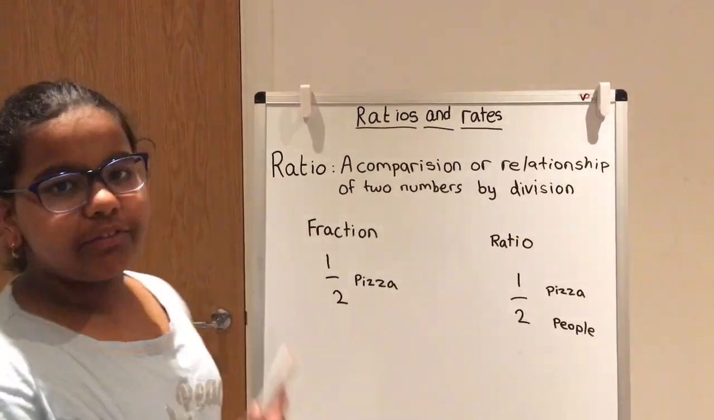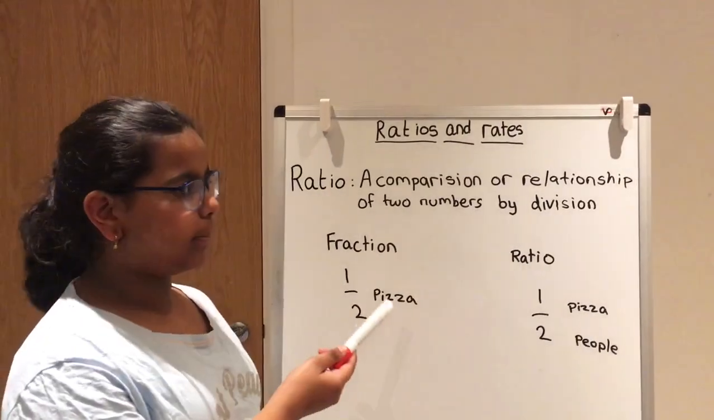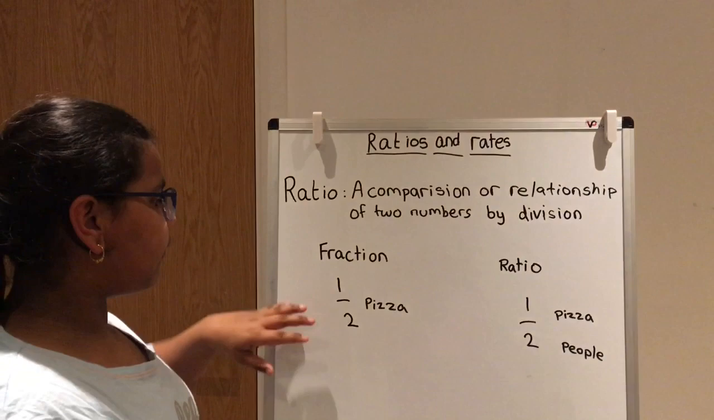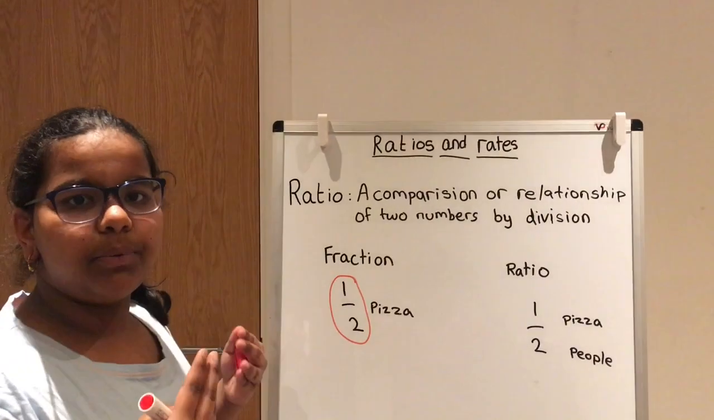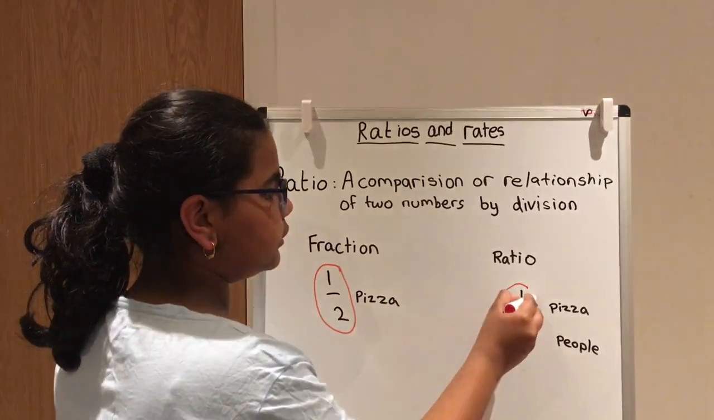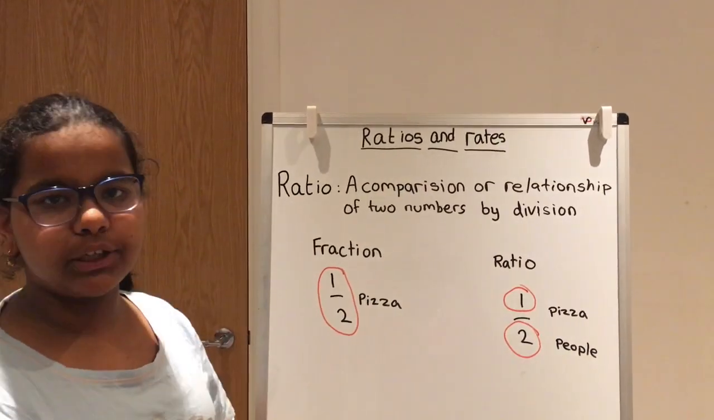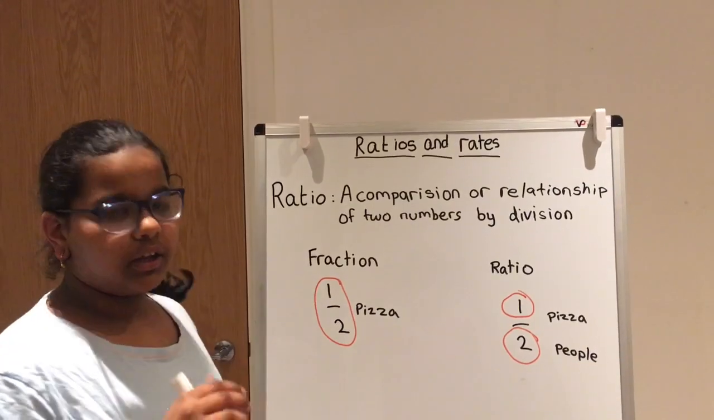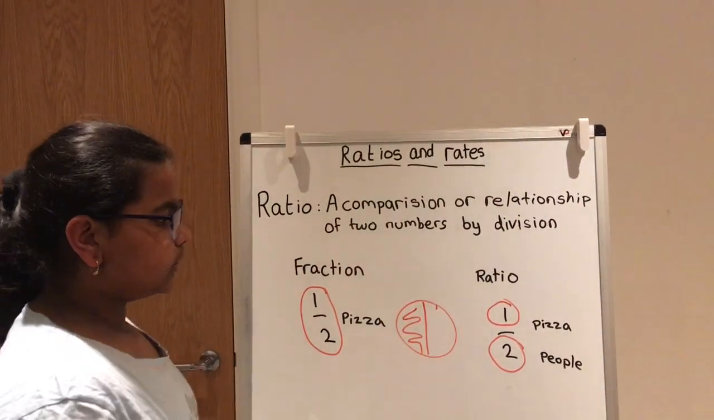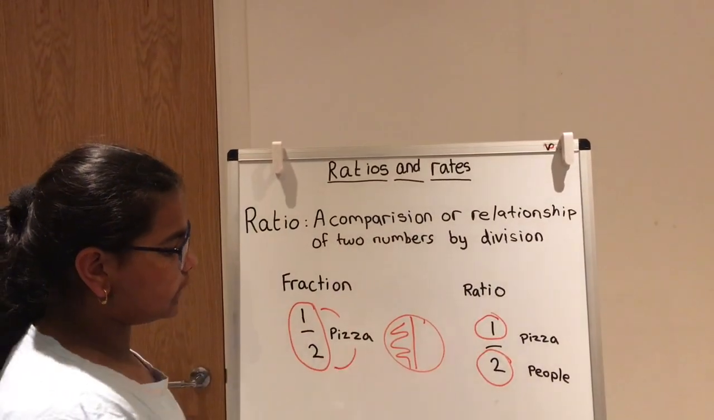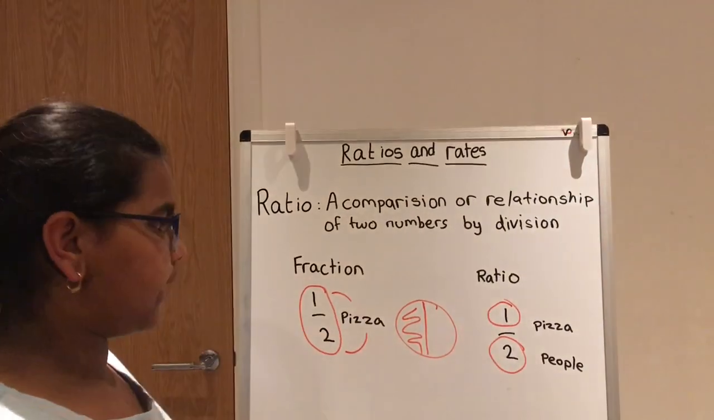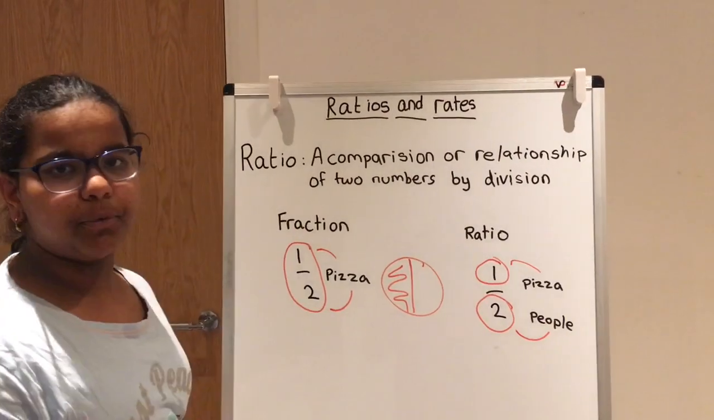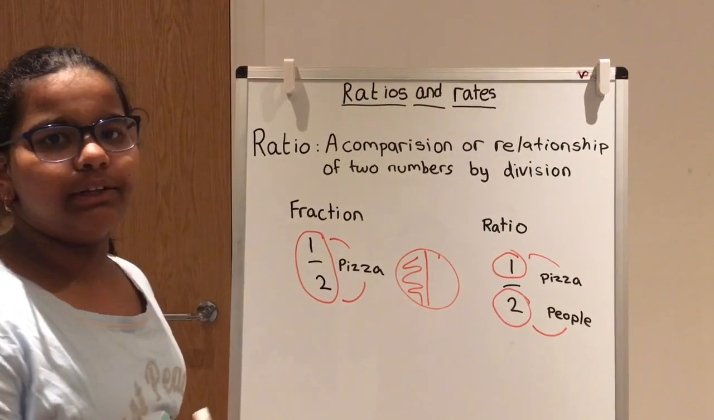So what are ratios? A ratio is a comparison or relationship of two numbers by division. Now let's see the difference between a fraction and a ratio. A fraction is a simple number, and a ratio represents two different numbers. If you take a real life example, 1/2 of a pizza is half of a pizza. So these two numbers represent one whole thing, but in a ratio, the top number represents the pizza, and the bottom number represents the people who share it.